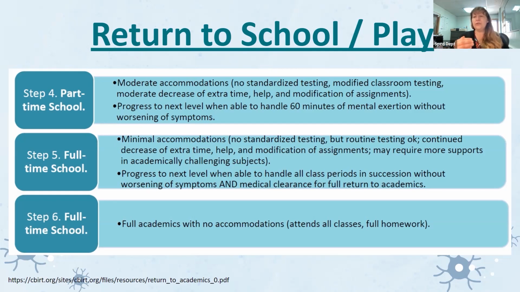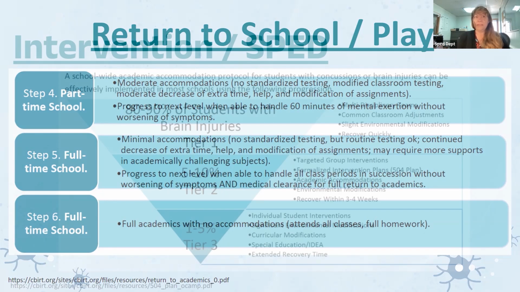They may even return to a previous step if symptoms worsen. So this is not a simple, it's always going to go step 1, 2, 3, 4, 5, 6. You might go 1, 2, 3, 2, 2, 2, 3, 4, 5. Oops, we're back to 3. So do know that this is very much a sliding scale and does not always go in a very linear fashion. Also, no return to play protocol should be implemented until after a student has returned to full academics.